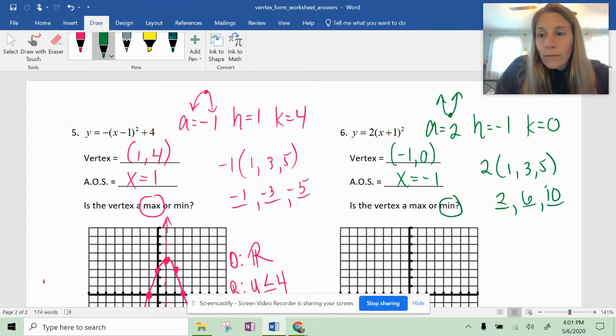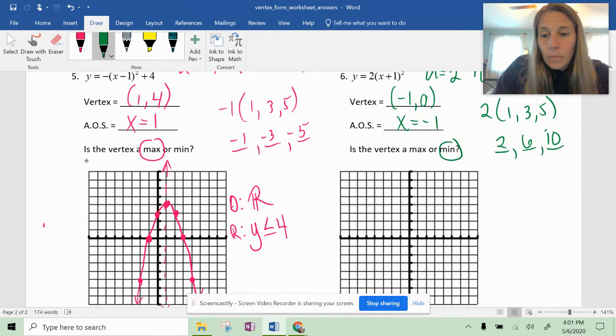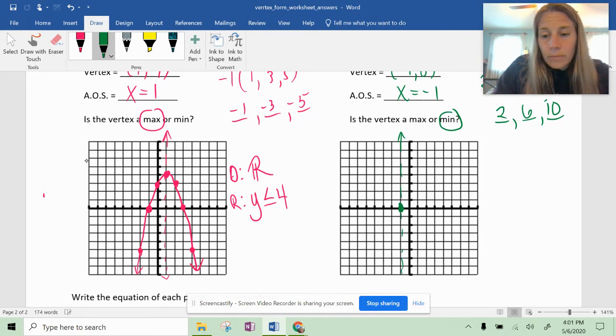So starting the graph, you always start with the vertex, which is negative 1, 0. You do your axis of symmetry going through that point. And now I'm going to use the 2, 6, 10 to make my other points. So from my vertex, it's a positive 2. So I'm going to go up 2, and you always go over 1 to the side. From that point, don't go back to the vertex. Stay where you are. And now you're going to go up 6. 1, 2, 3, 4, 5, 6, over 1.